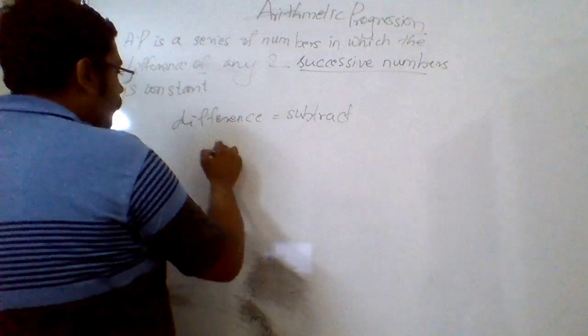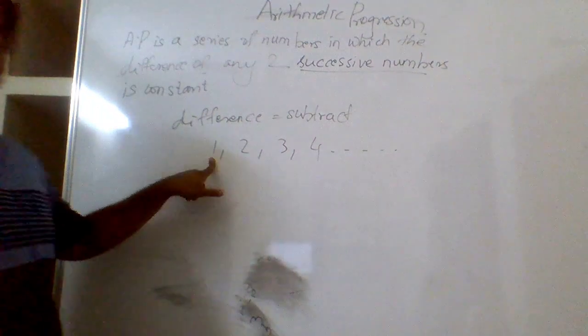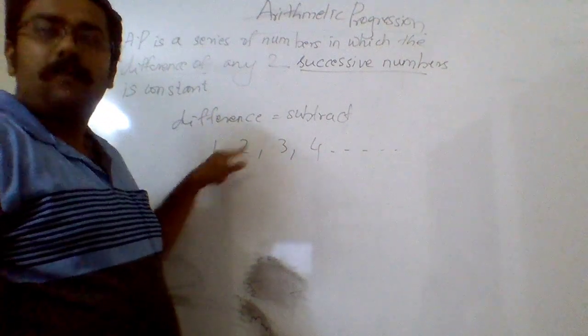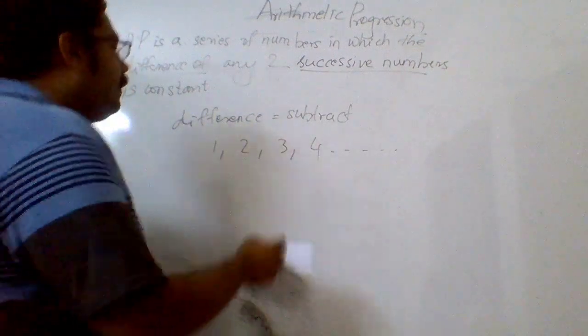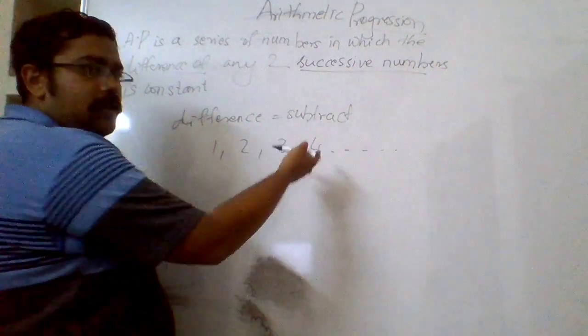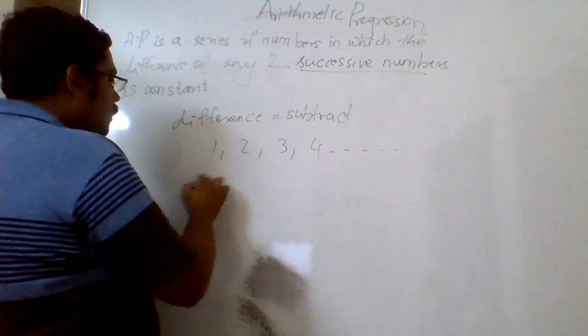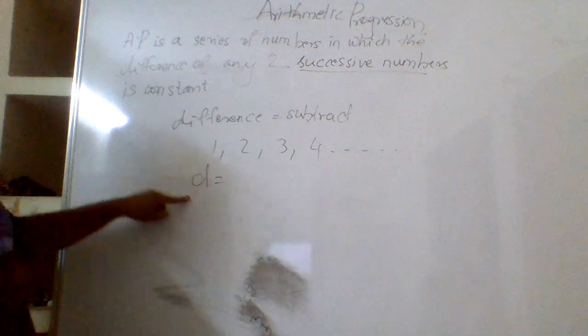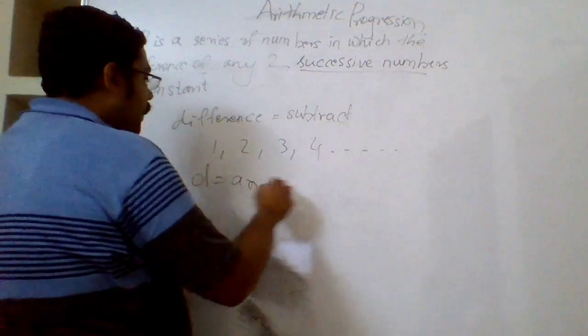So if you are having 1, 2, 3, 4, etc., the successive number of 1 is 2, the successive number of 2 is 3, and the successive number of 3 is 4, and so on. Then difference means you should subtract. So what I am doing, I am taking the first number and the second number. So the common difference is denoted by a letter called D. So D has a formula A2 minus A1.